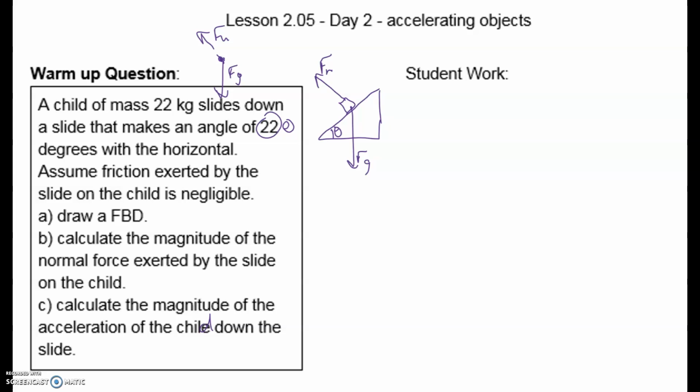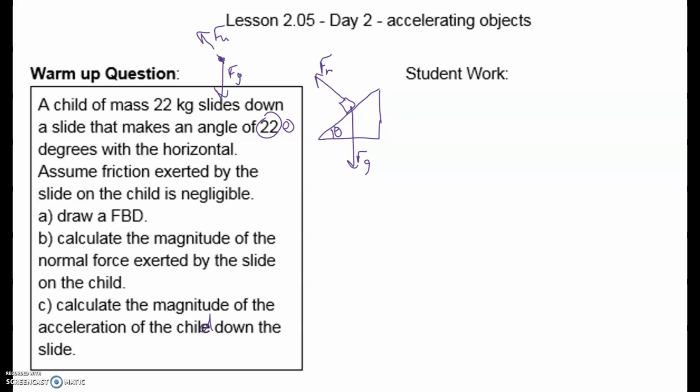Okay, so we drew a free body diagram. Step A is done. Let us now calculate the magnitude of the normal force exerted by the slide on the child. The trick to dealing with a problem with a ramp is to realize that the child is moving down the ramp, with faster and faster speed, meaning they're accelerating down the ramp.